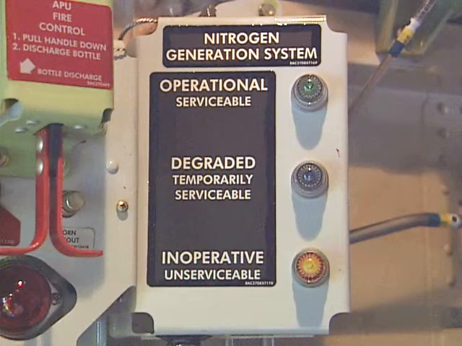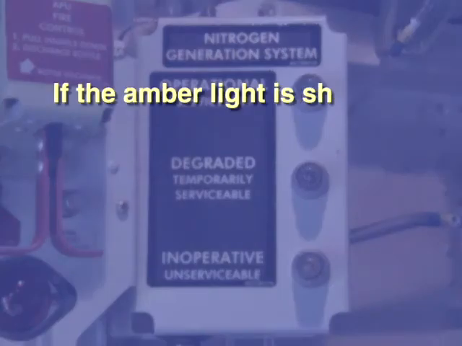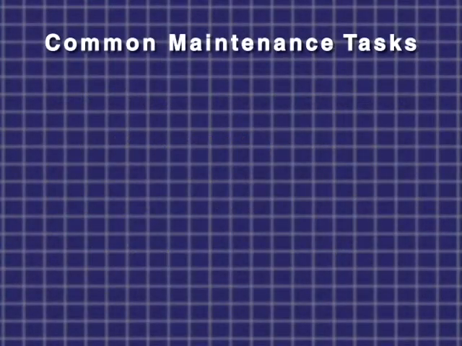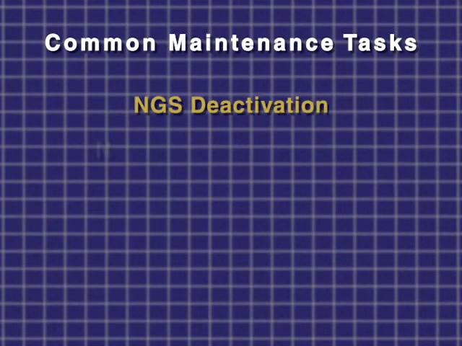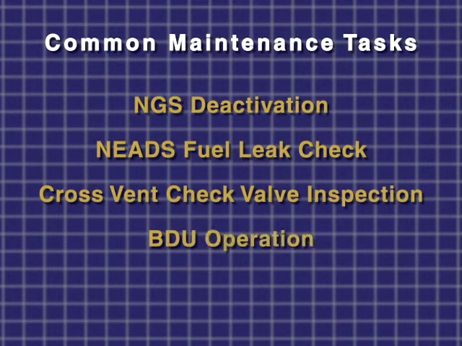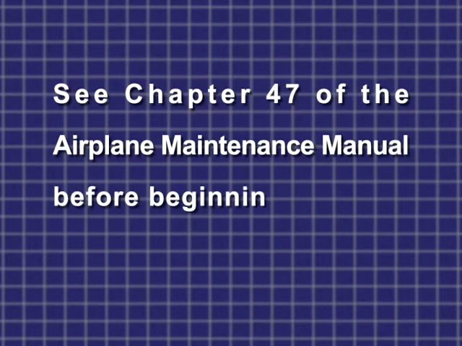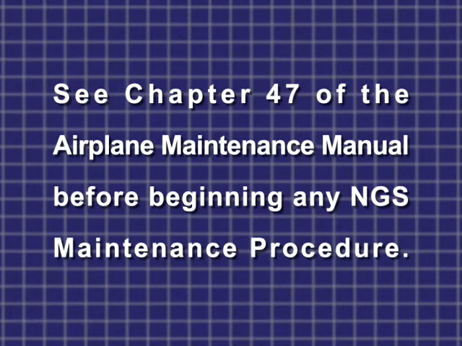And if there is no light showing, the NGS system is inoperative. Note that if the amber light is showing, or if no light is showing, maintenance action to deactivate the NGS system is required before MEL dispatch. Now let's look at some common maintenance tasks. Note, we are only going to see enough of the following procedures for general familiarization. For example, there are other tasks you must do before closing the NGS shutoff valve to deactivate the system. Remember to see Chapter 47 of the Maintenance Manual for more information before beginning any NGS maintenance task.